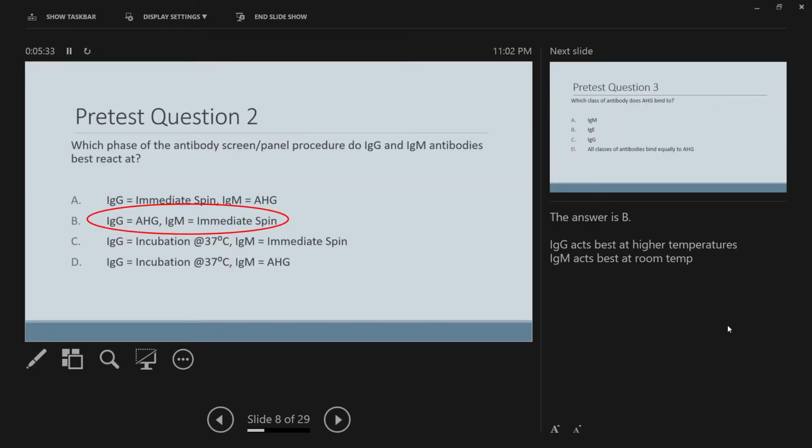And so C and D in question 2 aren't correct because while IgG will react better at the incubation at 37 degrees Celsius phase than it will at the immediate spin phase because it's at a higher temperature, it will react better at the AHG phase than the incubation phase due to the increased agglutination by the AHG.